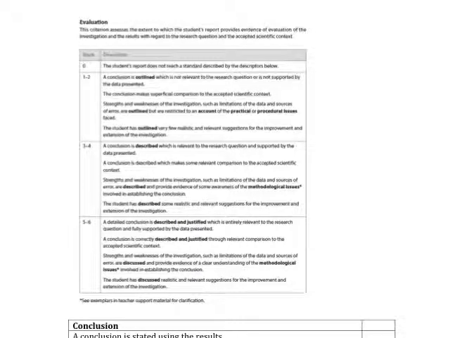And now I'm going to explain the evaluation section of the mark scheme for the internal assessment. The evaluation actually comprises two parts. You have a conclusion section and an evaluation part. For the conclusion, you need to do the following.